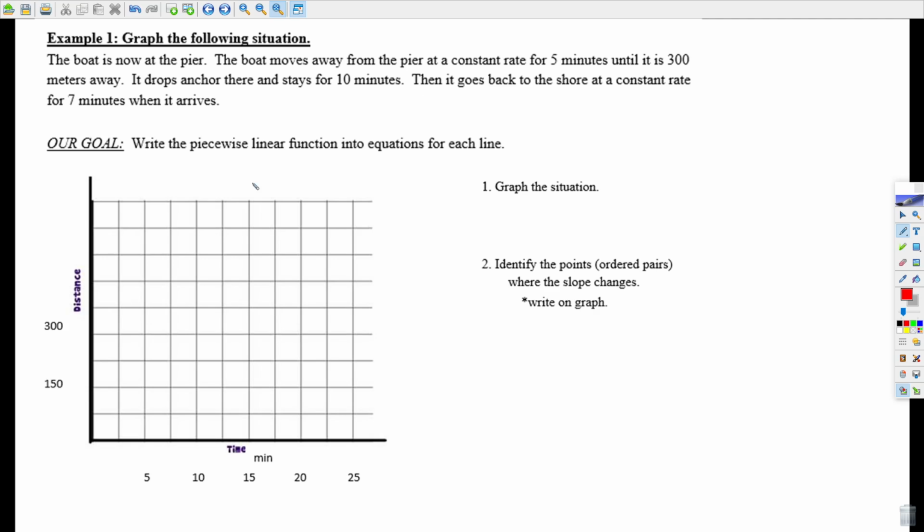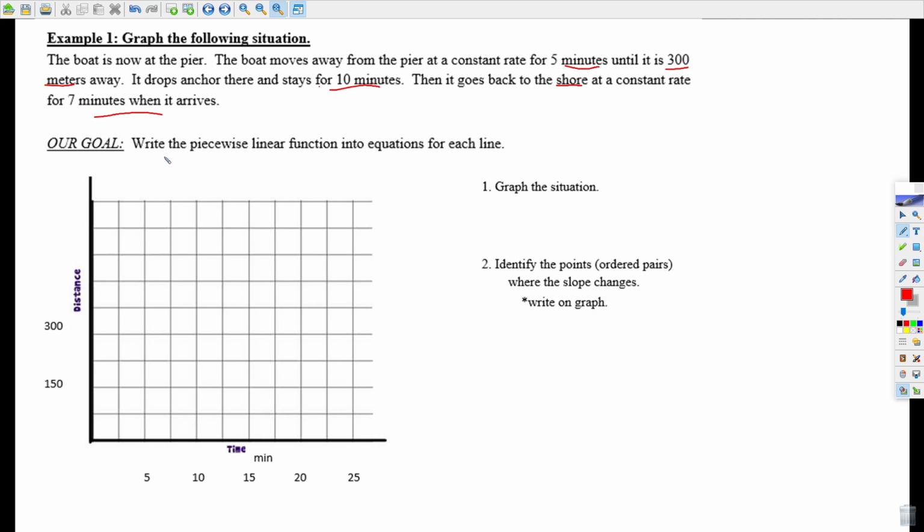So let's try example 1. We're going to graph this situation, and then we'll make the equations. We're talking about a boat. The boat is now at a pier. The boat moves away from the pier at a constant rate for 5 minutes until it is 300 meters away. That's pretty important: 300 meters away. It drops anchor there, and it stays for 10 minutes. Then it goes back to the shore at a constant rate for 7 minutes, until it arrives.